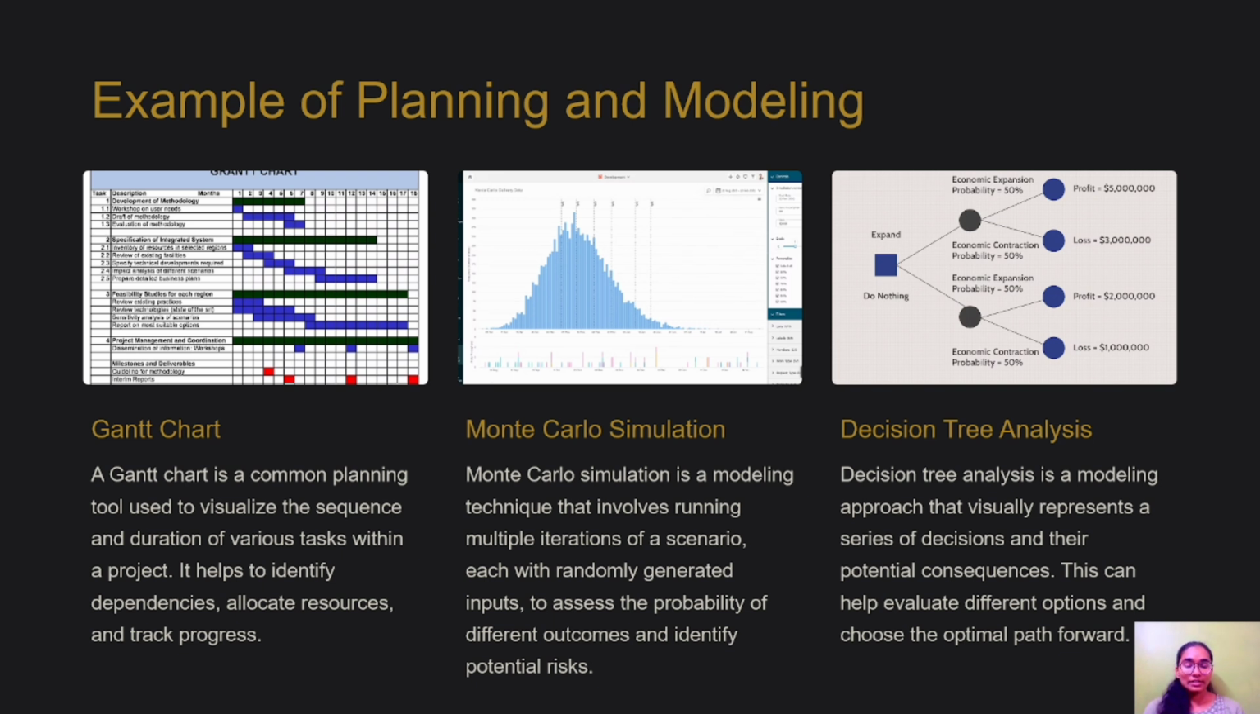Decision tree analysis. Decision tree analysis is a modeling approach which visually represents a series of decisions and their potential consequences. This can help evaluate different options and choose the optimal path forward.